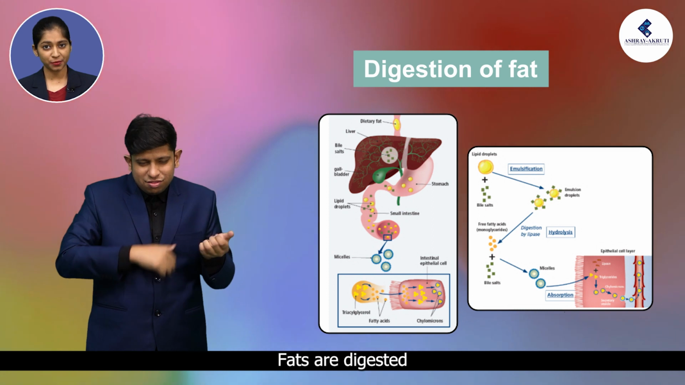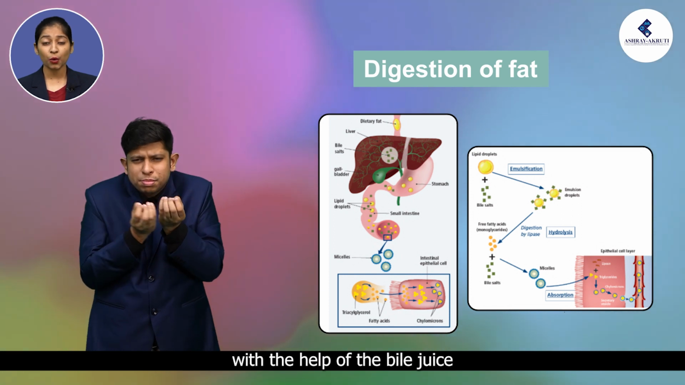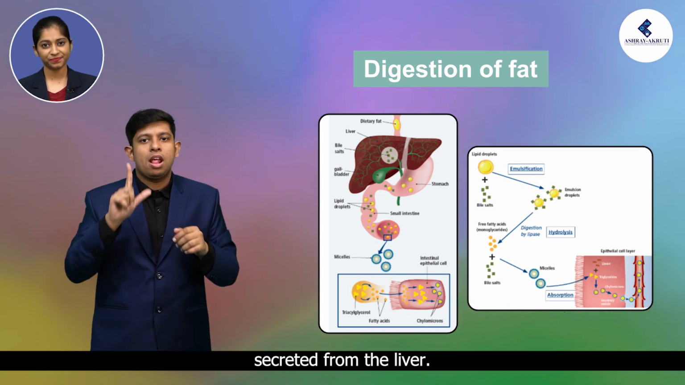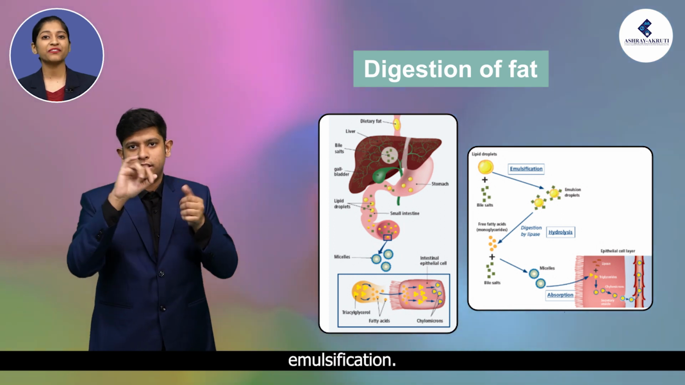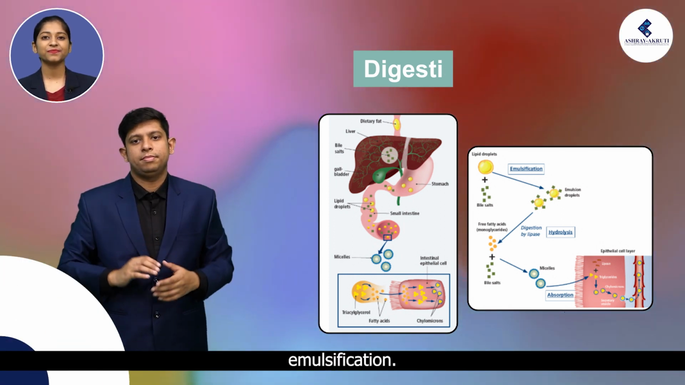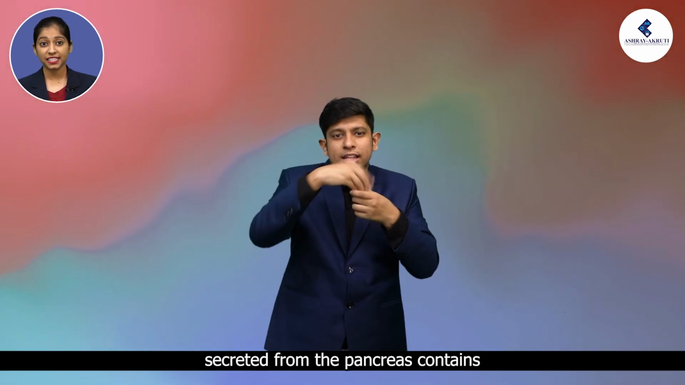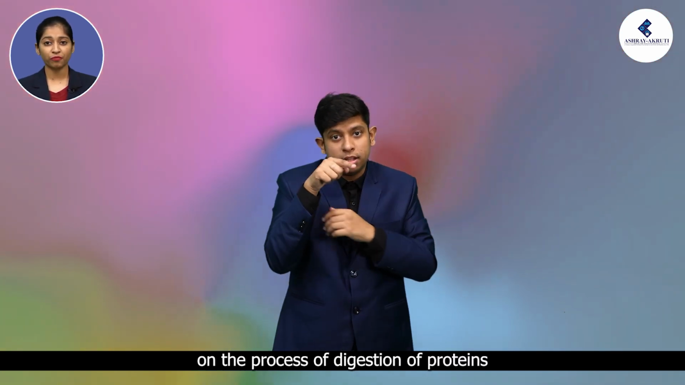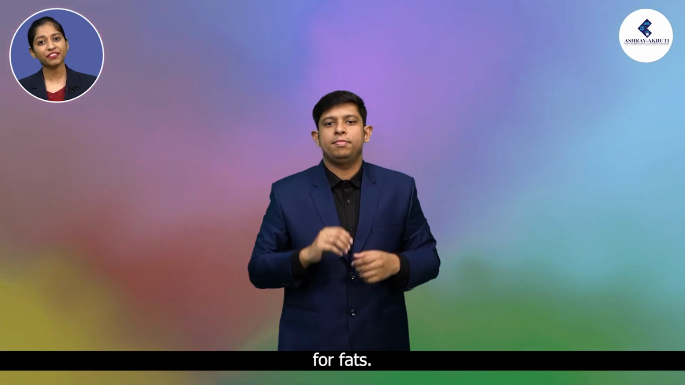Fats are digested by converting them into small globule-like forms with the help of the bile juice secreted from the liver. This process is called emulsification. Pancreatic juice secreted from the pancreas contains enzymes like trypsin for carrying on the process of digestion of proteins and lipase for fats.